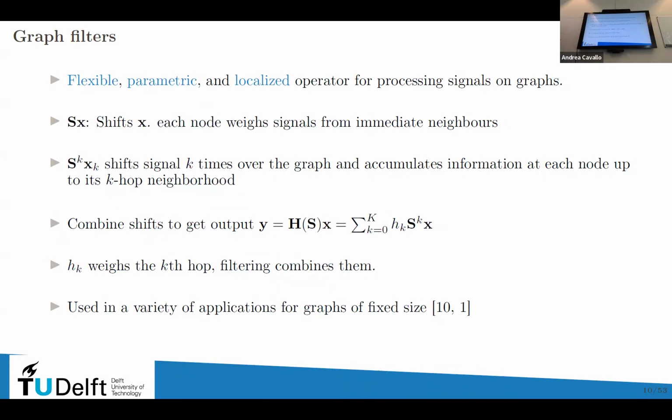So what a filter does is essentially shift up to a certain order, and then weigh them and combine them through this scalar H. So the scalar H_k gives some importance to the k-hop accumulation, and then you combine them and you have a graph filter. It's parametric in the sense of H, because the H_k is your parameter which is controlling things. It is localized because each shift is essentially happening locally. And it's flexible in the sense that it doesn't impose any prior information on the data. You just have a parameter, that's it.